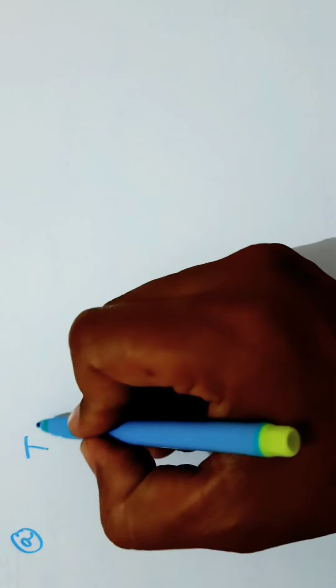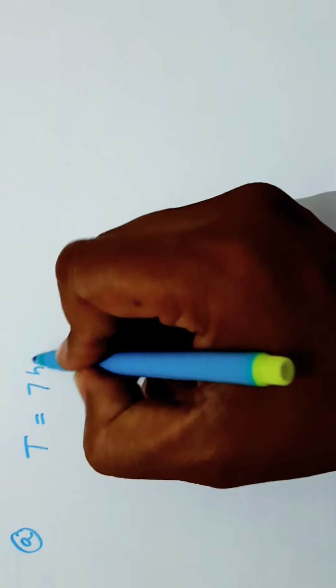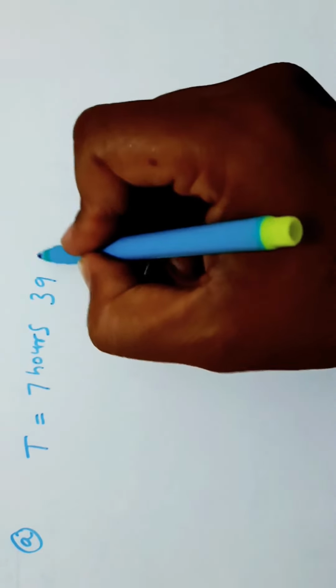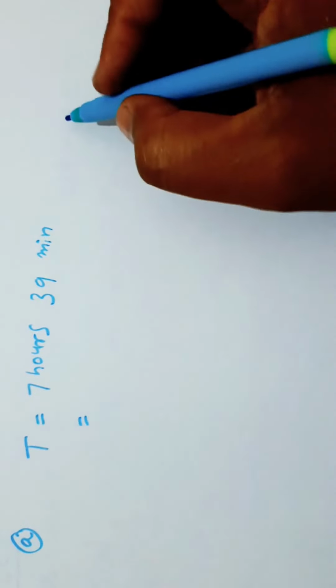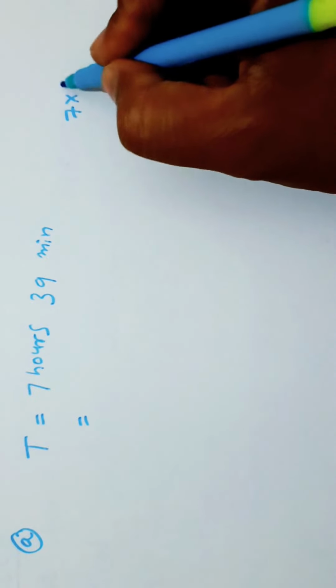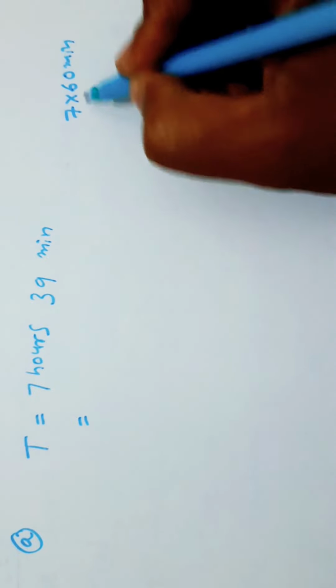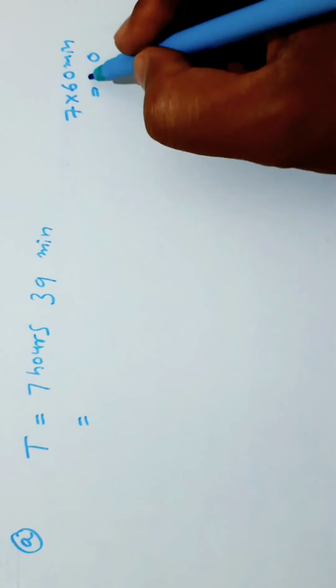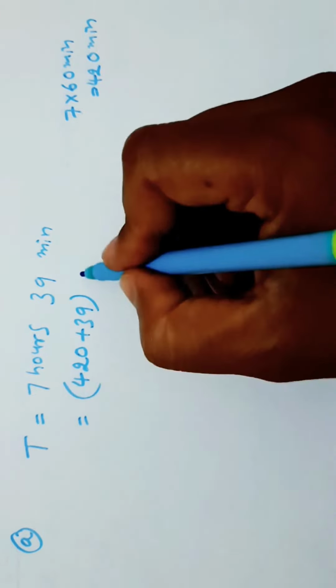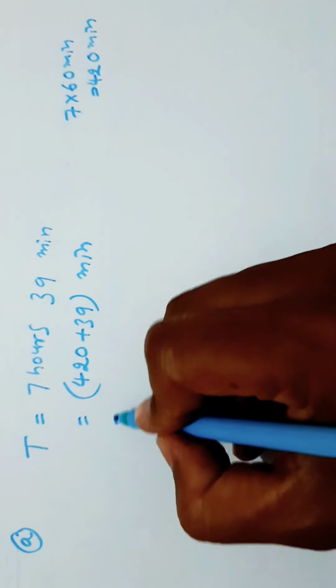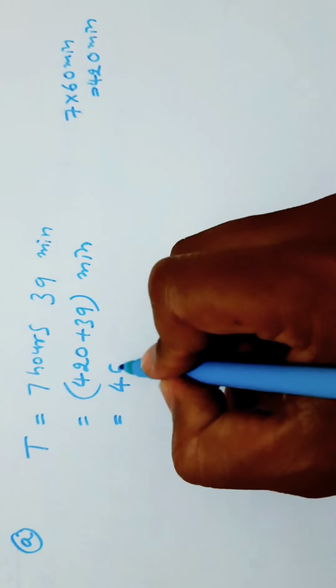Here time period of Phobos is given. So T is equal to 7 hours 39 minutes. So convert into seconds. Here 1 hour is equal to 60 minutes. So 7 hours is equal to how much? So that is 420 minutes. So here 420 minutes plus 39 minutes. So here time period is how much? That is 459 minutes.